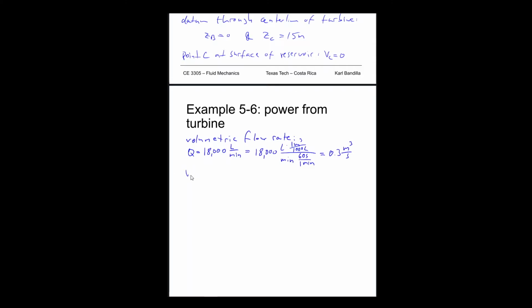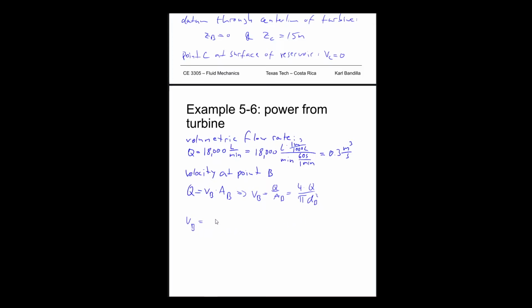Velocity at point B. All right, that was Q is equal to VB times AB, which means that VB is equal to Q over AB, which is 4 times Q over pi dB squared. We'll skip that one step there.